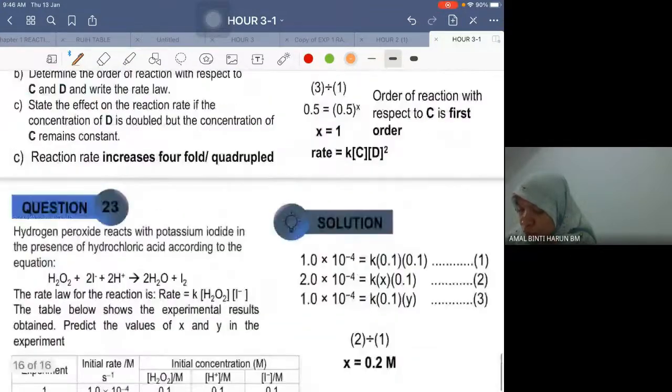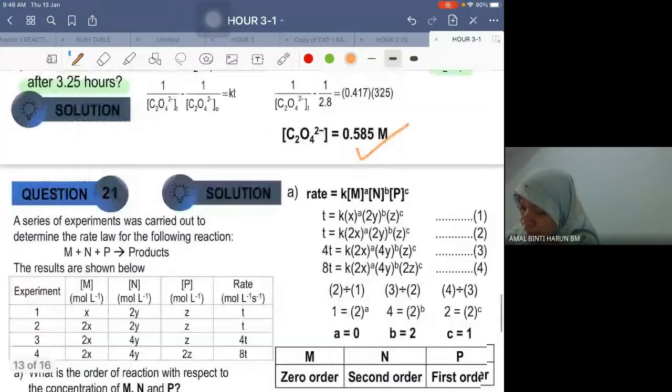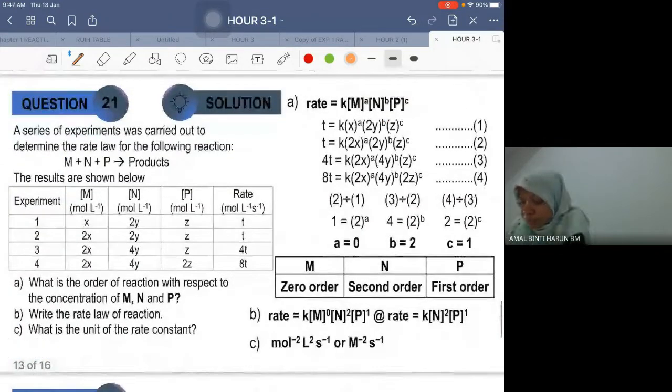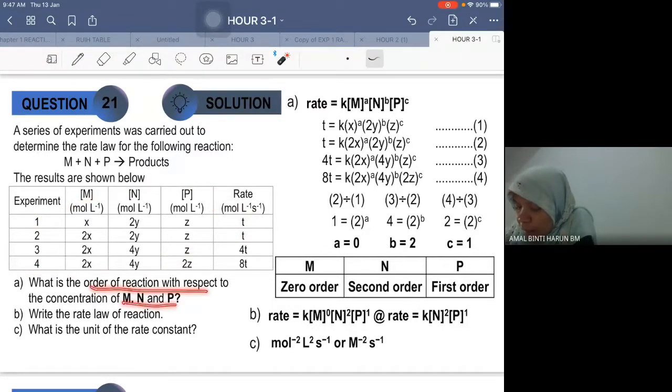Oh, alang-alang je, mari habiskan. 21. You are given this. What is the order of reaction respect to Mn and P? Ulang proses yang sama but it's a little bit complex here sebab dia bukan bagi figure. So you buat apa? Banyak ni equation dia. Okay, buat dulu rate law. And then kita tengok T ni.